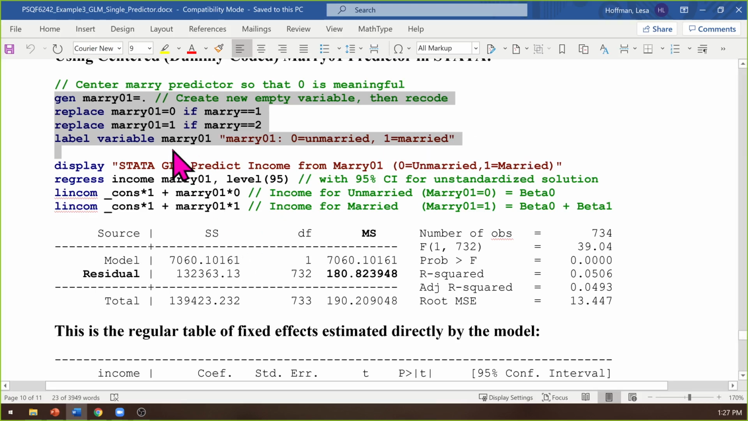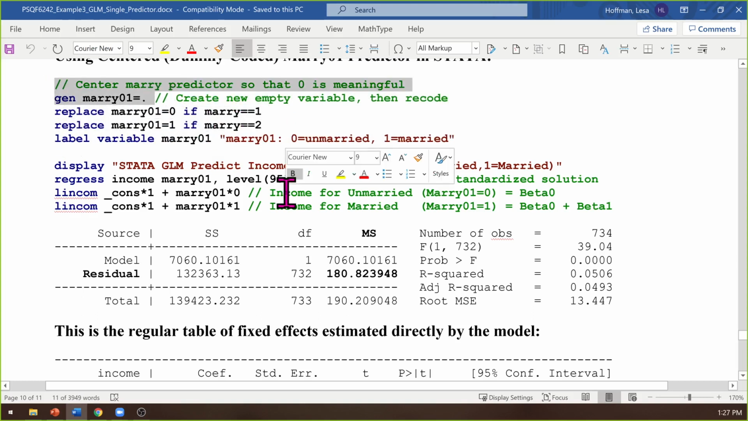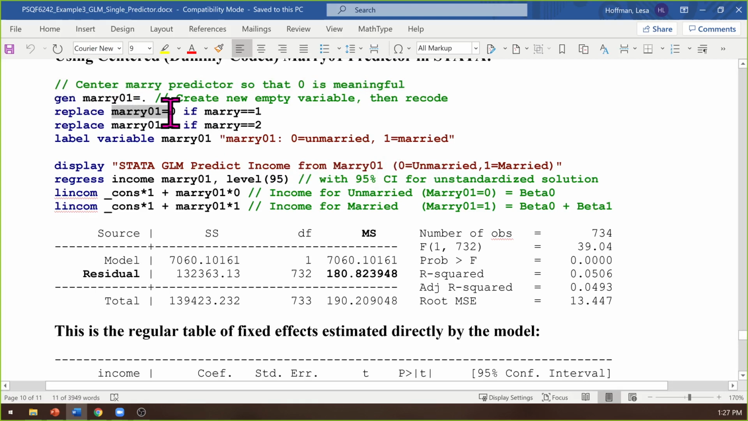So the Stata version looks very similar, but the ordering of the conditional statement is backwards. The first step is to make a blank variable. So gen a new column called Mary01 equals dot. And then replace the new column if the old column is 1. So in SAS, it's like if the old column, then do this to new. In Stata, it's do this to new if this is old. So it's just a transposing.